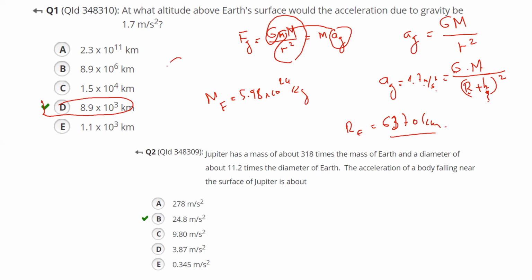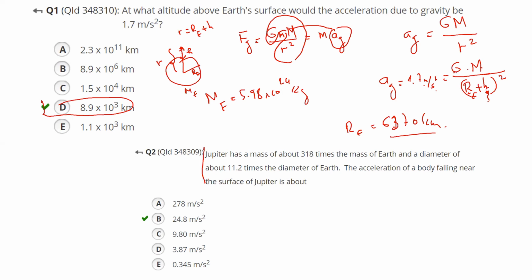Again, your altitude, if this is the Earth, it has a radius r_e and a mass m_e. The altitude here is the distance from the surface of the Earth. This is h. So the total r is equal to the radius of the Earth plus h. Okay, good. That's very simple. Now here also you can solve it easily.